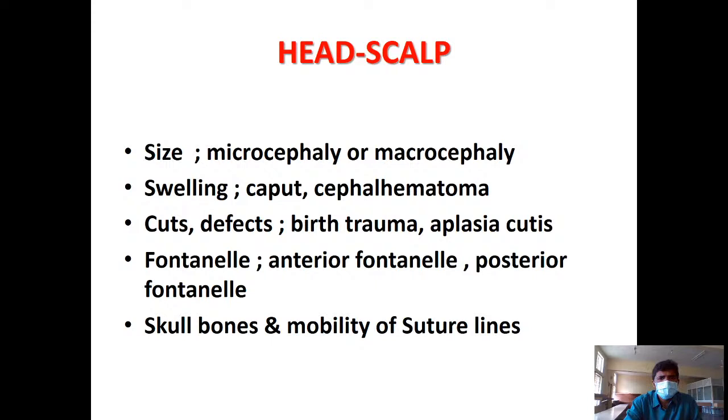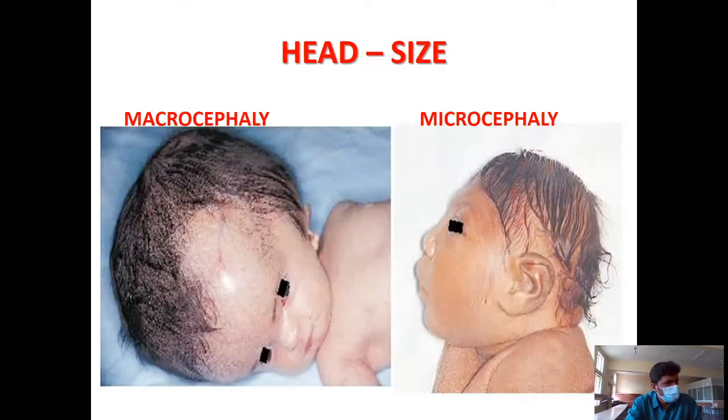Microcephaly and macrocephaly you can label grossly by naked eye examination itself, and also by measuring the head circumference. So here this child is having a macrocephaly. This is because of hydrocephalus, and by naked eye examination itself you can label the child as having macrocephaly. So the first thing is head size.